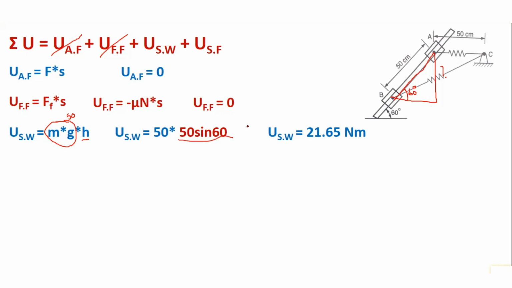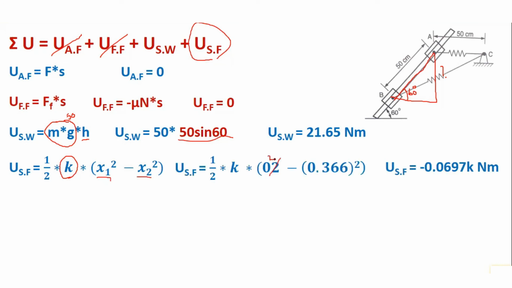Now the last part, work done due to spring force. The work done due to spring force is equal to half k into x1 square minus x2 square. This x1 and x2 we have already found previously. So I will just substitute them and I get U_SF, the work done by the spring, as minus 0.067 k newton meter.